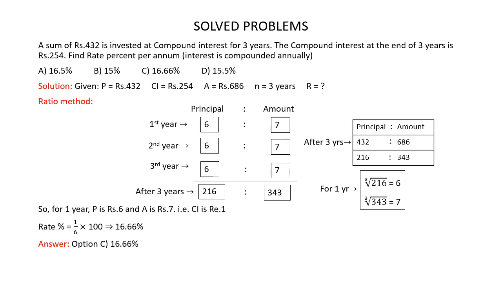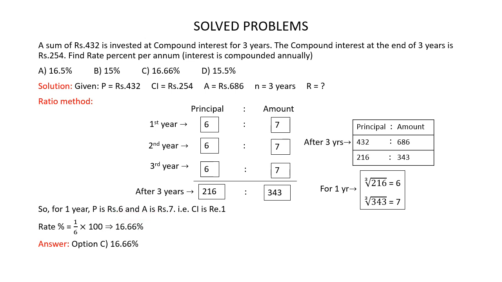Now, here it's given that principal is to amount after 3 years is 432 is to 686. Now we have to reduce these two numbers till we get a perfect cube. Now 432 when divided by 2 gives 216. 686 when divided by 2 gives 343. Now as you can see here, both 216 and 343 are perfect cubes. Now the cube root of 216 is 6. The cube root of 343 is 7. This means for 1 year principal is rupees 6 and amount is rupees 7.